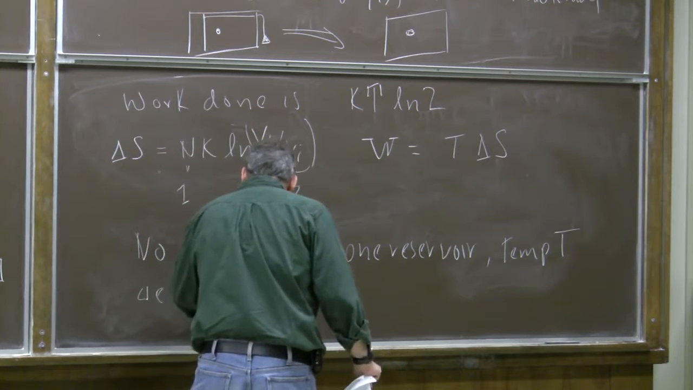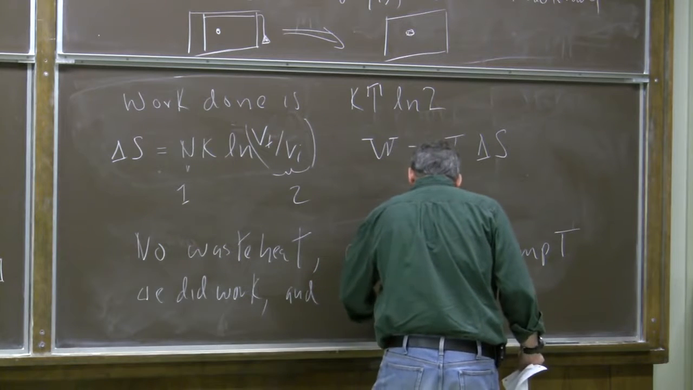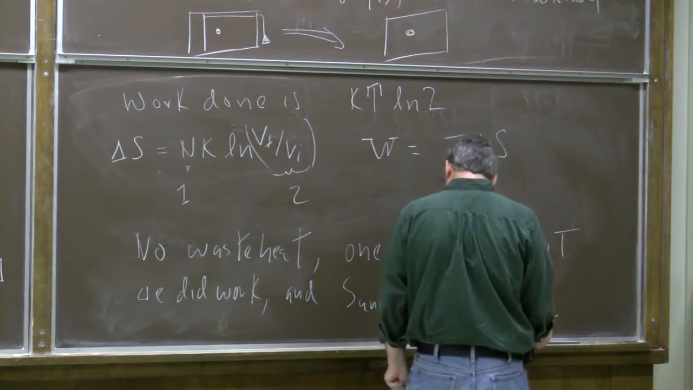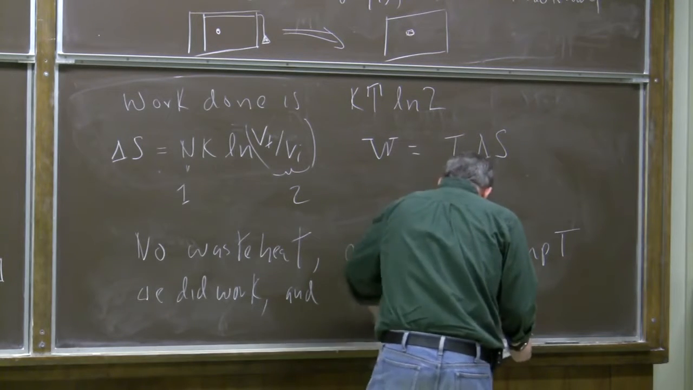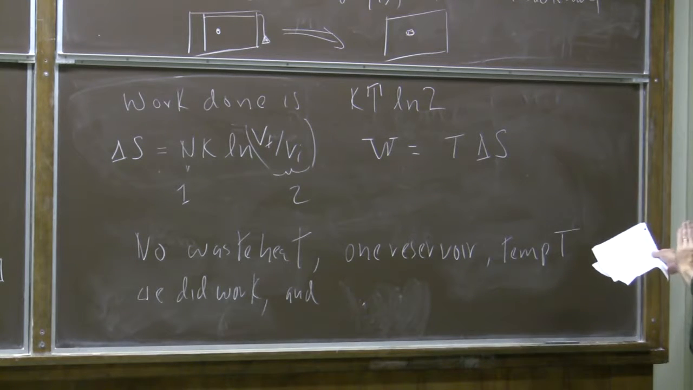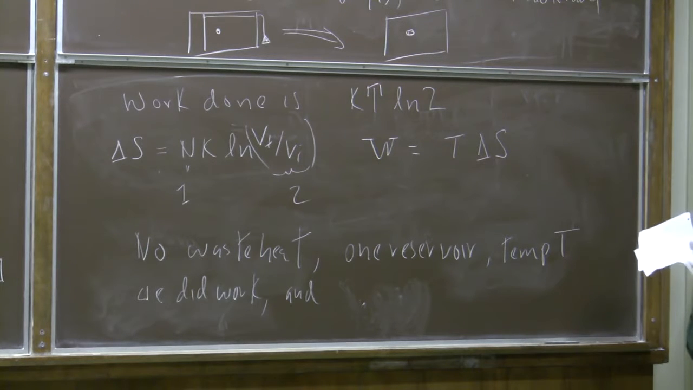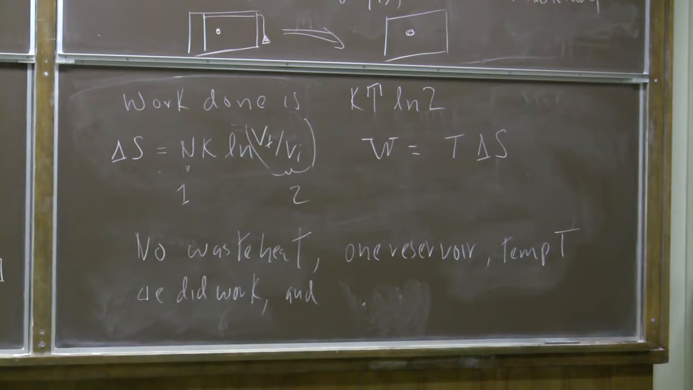We did work, and the entropy of the whole world, don't forget about the entropy of the whole world. The number of states of the gas expanded by a factor of 2, so the entropy of the gas increased. And that increase in entropy we were able to use to do useful work without any waste heat, and that violates the second law. Right? This is better than Carnot efficiency. We had no cold reservoir, but we could do work. We just drew it right out of the reservoir at temperature tau.